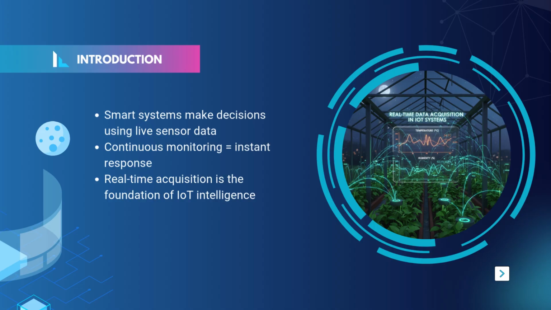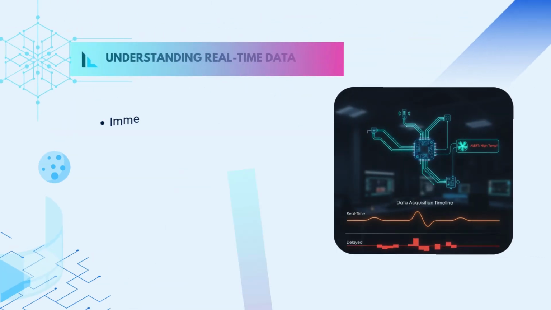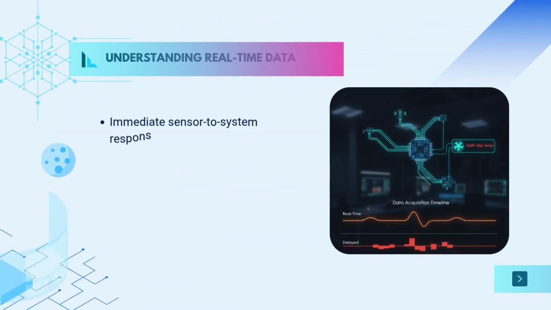In this video, we'll explore exactly how embedded systems achieve this: how sensors send signals, how microcontrollers interpret them, and how we can visualize that data live. By the end, you'll understand how real-time data turns simple devices into intelligent, responsive systems, the foundation of every smart technology around us. Let's begin by understanding what real-time data really means.